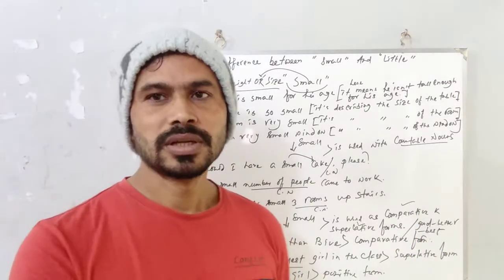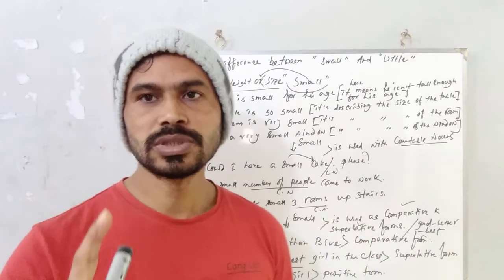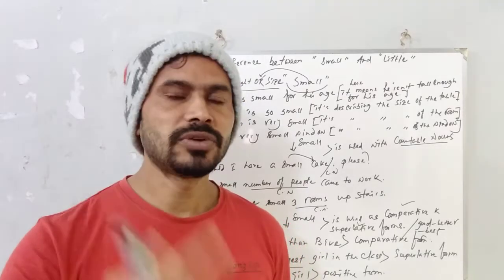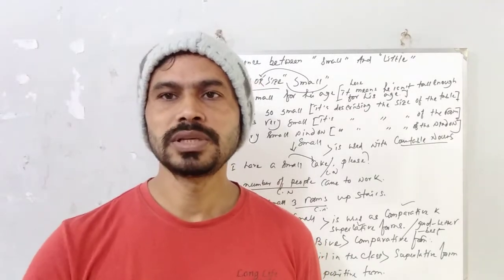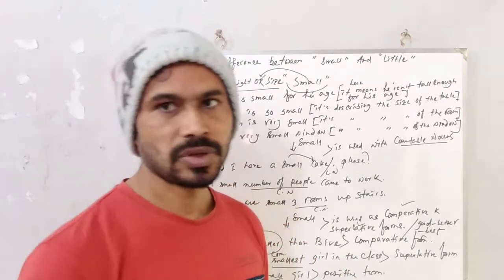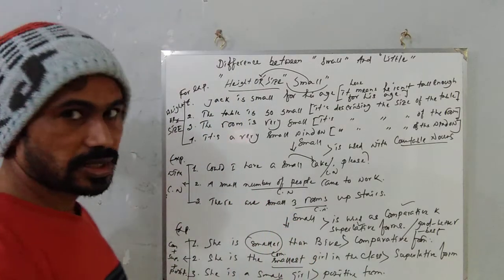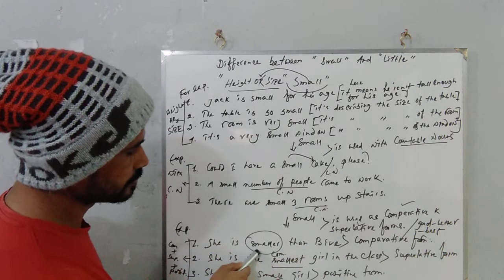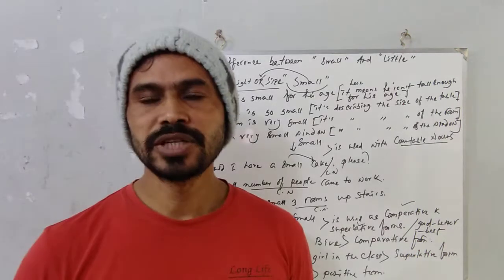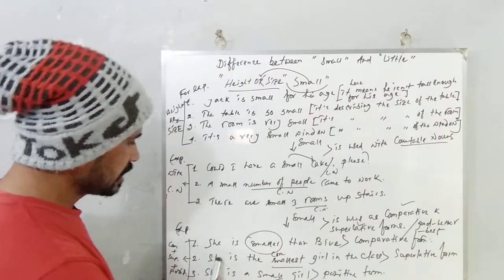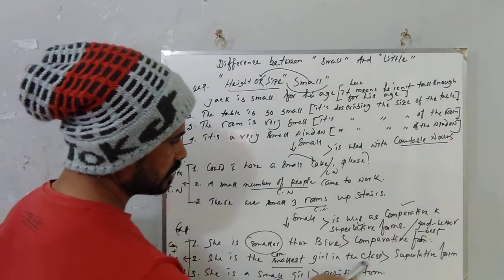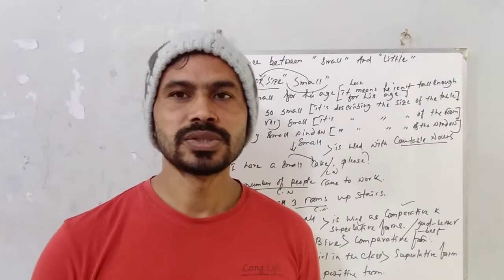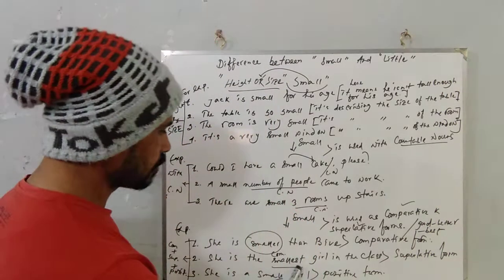So here we discuss small. Small is a positive form or positive degree, and the comparative form is smaller, and the superlative form is smallest. So let's see in sentences. She is smaller than Biva. Smaller is a comparative form. Next, she is the smallest girl in the class. Smallest, superlative form.